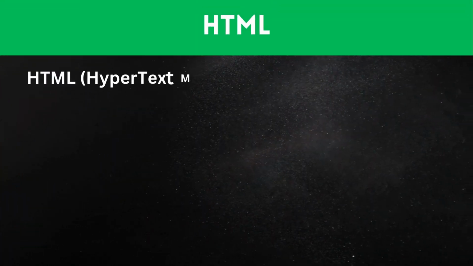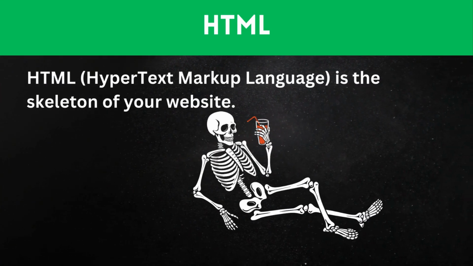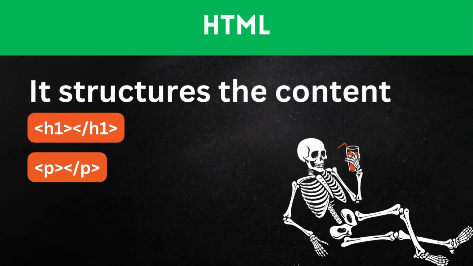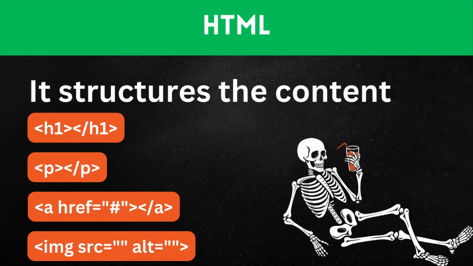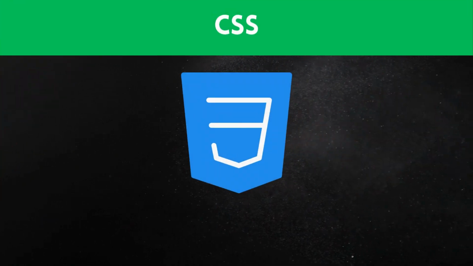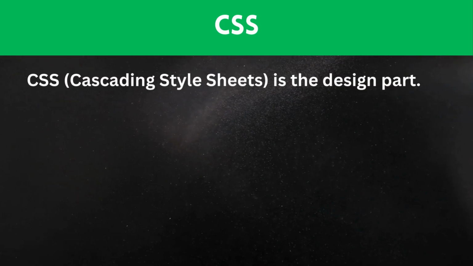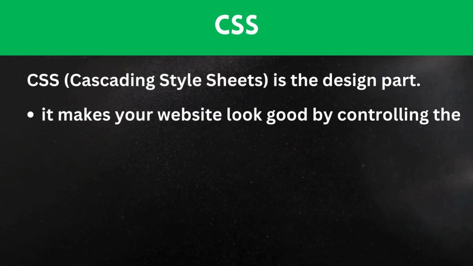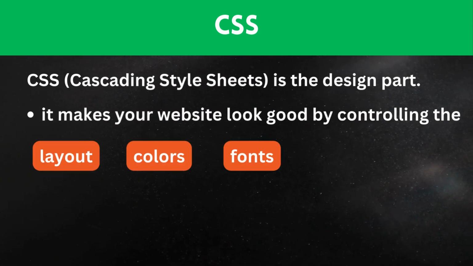HTML, Hypertext Markup Language, is the skeleton of your website. It structures the content, like headings, paragraphs, links, images, and other elements. CSS, Cascading Style Sheets, is the design part. It makes your website look good by controlling the layout, colors, fonts, and overall visual style.